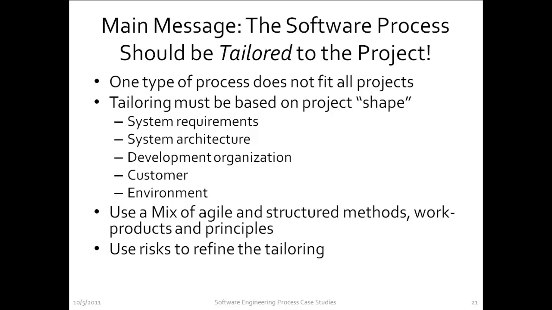Tailoring must be done based on what is known as the shape of the project, quote unquote. The shape of the project is determined by system requirements, system architecture, development organization, both the composition of the development organization as well as the skills in it, the customer, and the environment for which the software system is being developed. Essentially, you have to use a mix of agile and structured methods, work products, and principles. And you have to use the concept of risks to refine the tailoring.